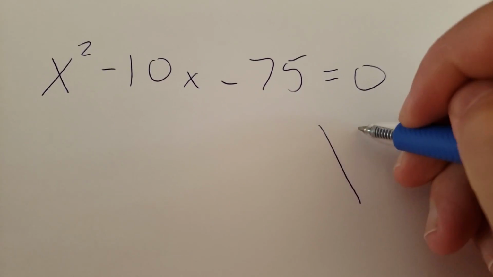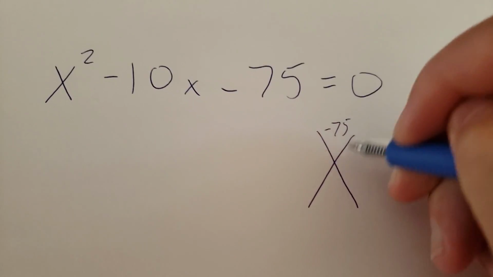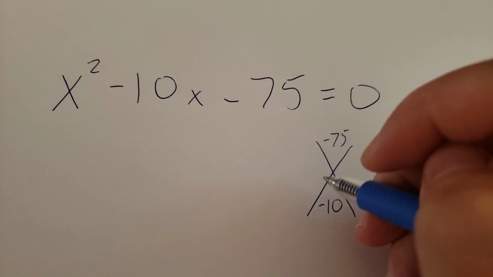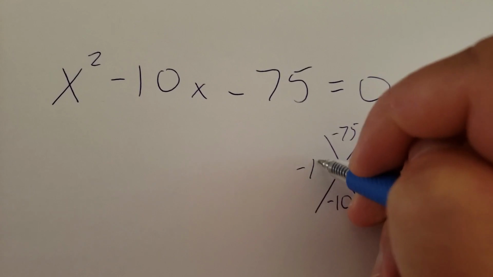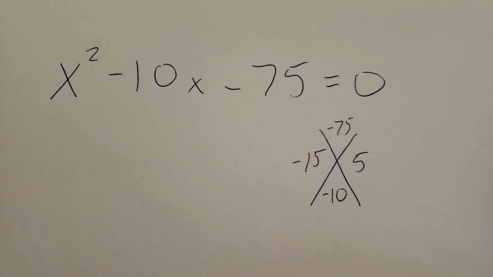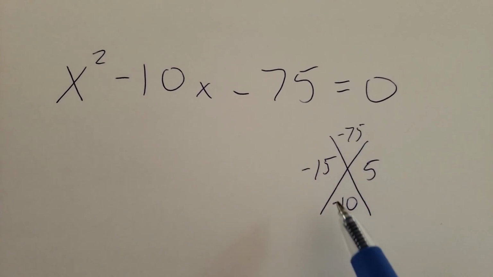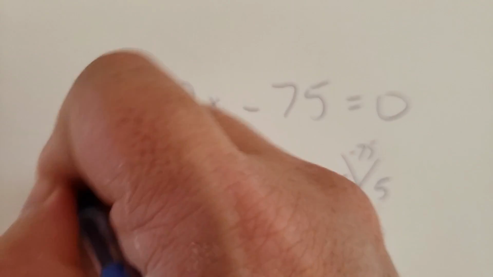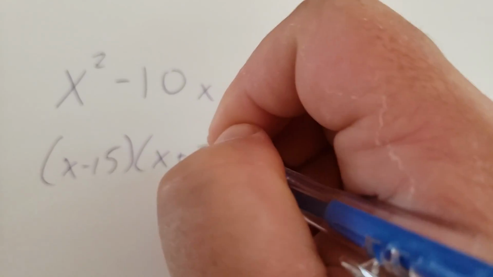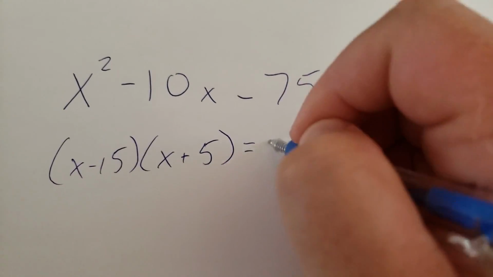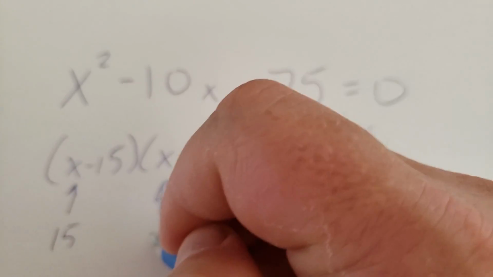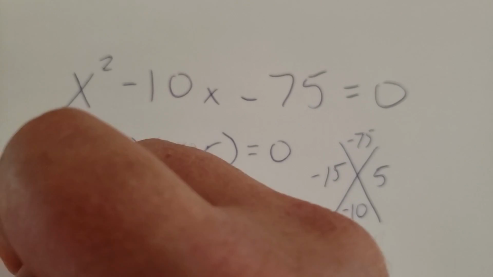I'm going to do my work. Negative 75, negative 10, bigger number negative. I know that this is going to be negative 15 and positive 5, because negative 15 times 5 is negative 75. Negative 15 plus 5 is negative 10. All right, that means I've got x minus 15. I've got x plus 5. Additive inverses are going to be 15 and negative 5.